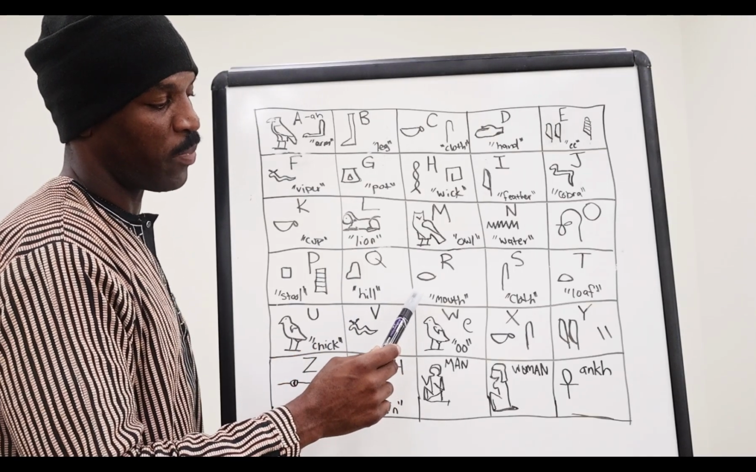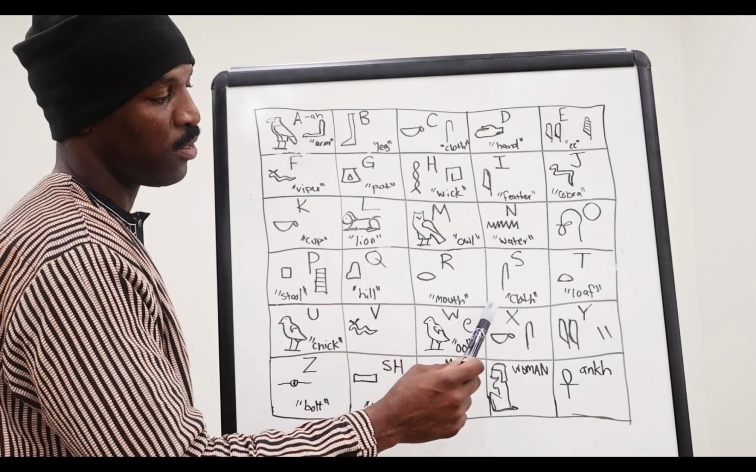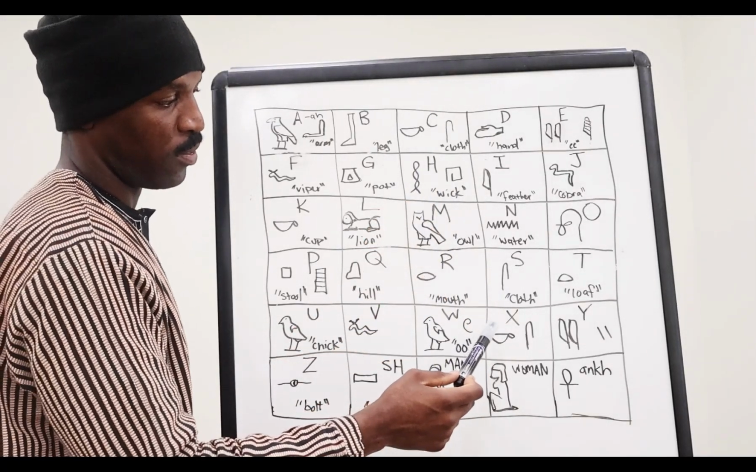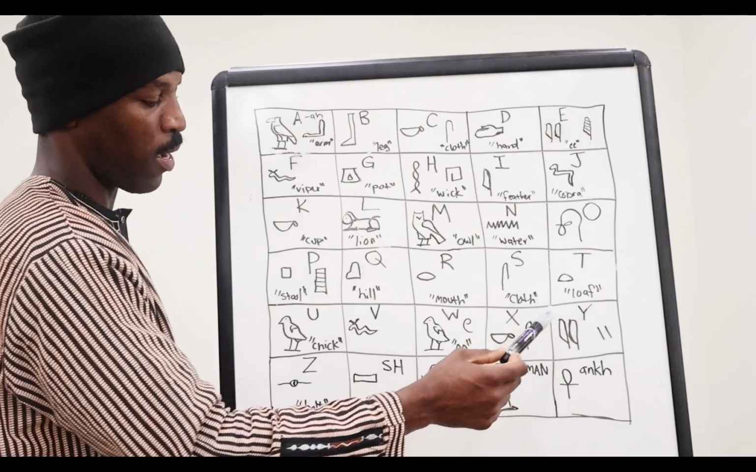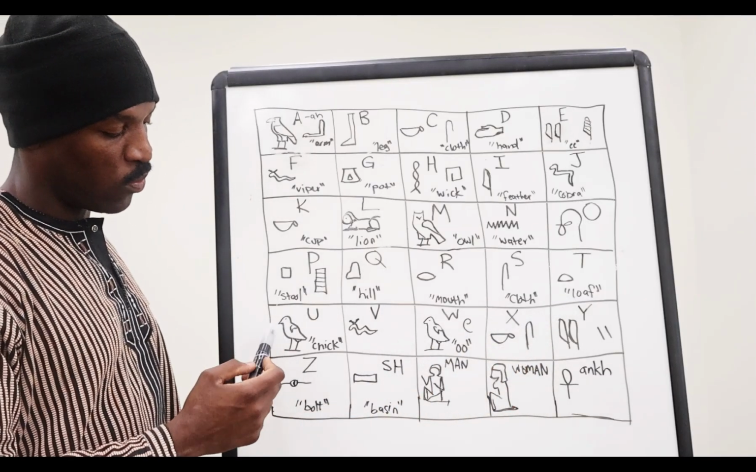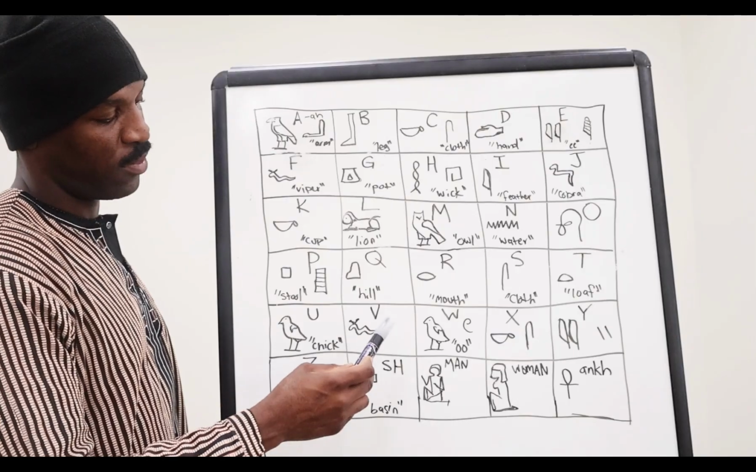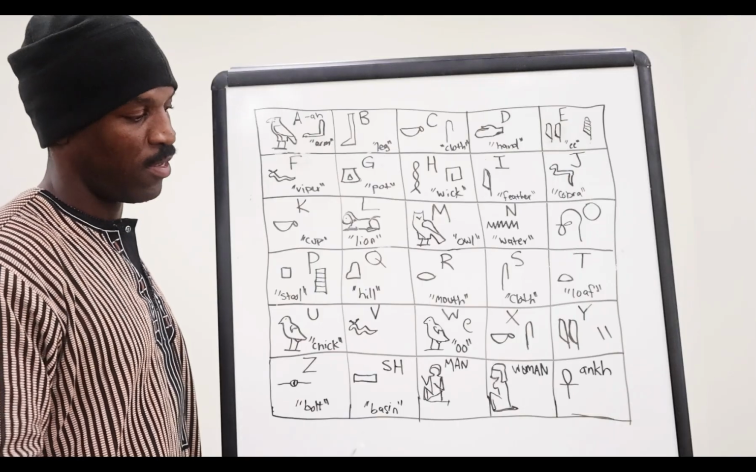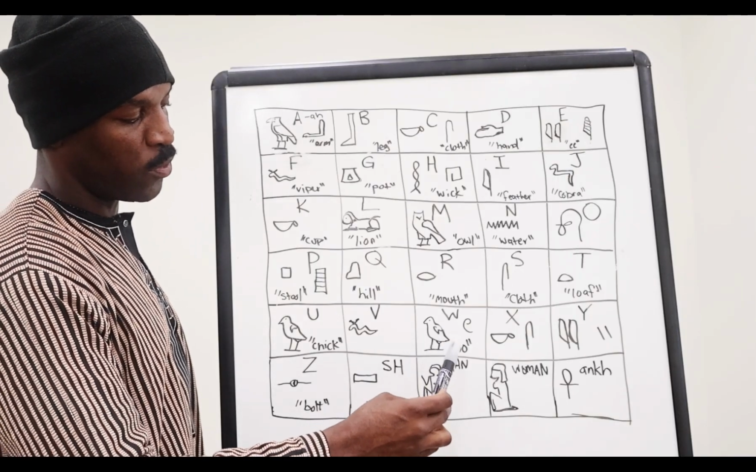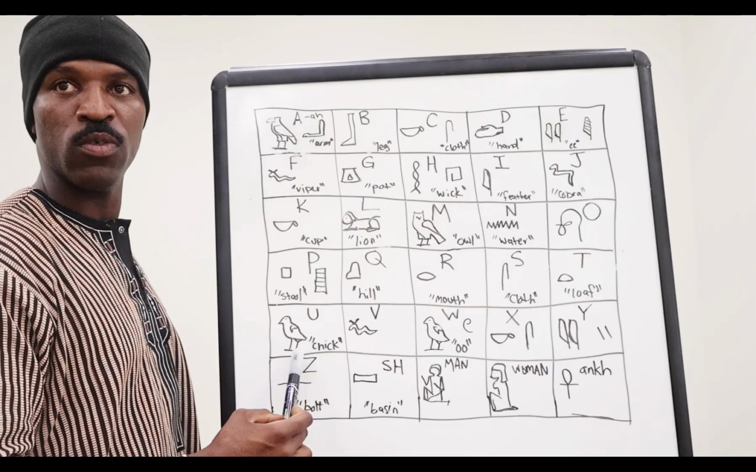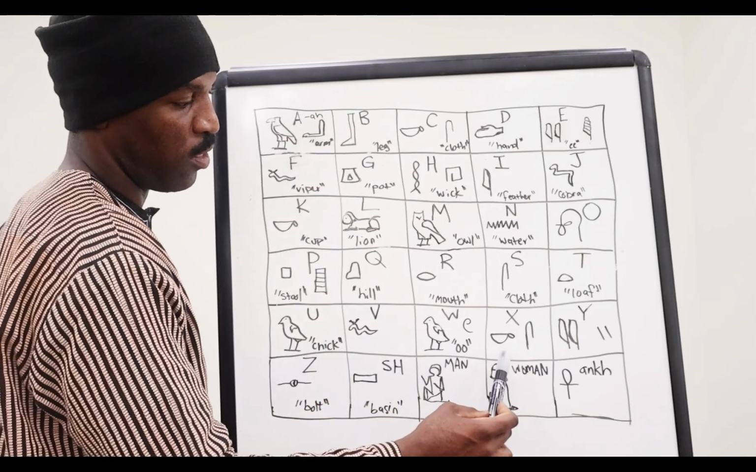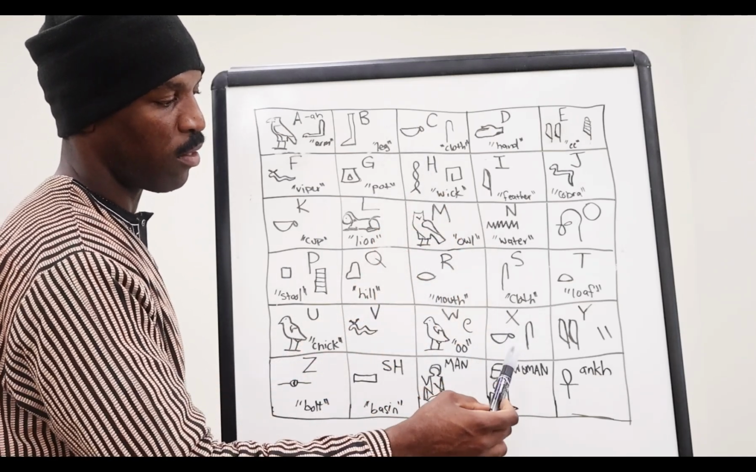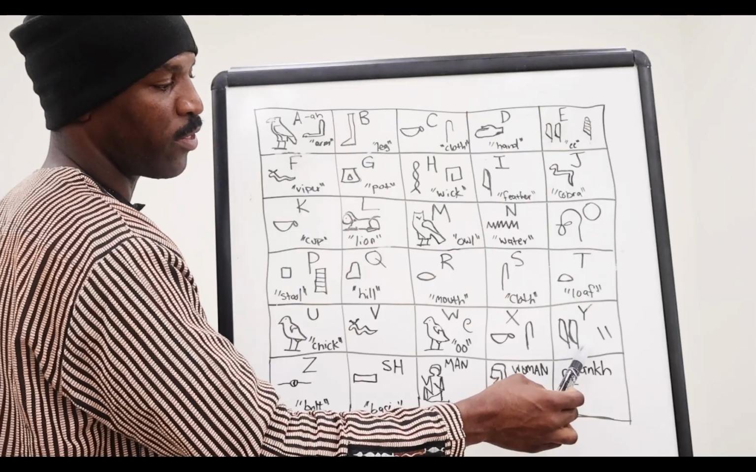R is represented by the mouth. S is represented by a cloth, just like the C was here. T is represented by a loaf. U is represented by a chick. V is represented by a viper, just like the F was. W is represented by another chick, just like the U. X is a cup and a cloth, same as C. Y is represented by feathers.